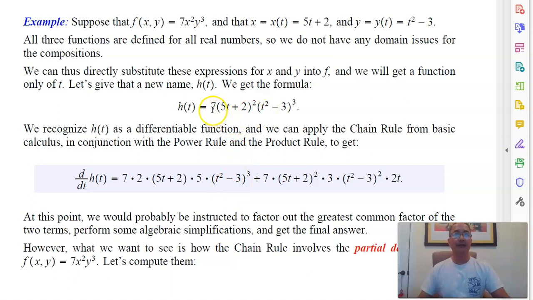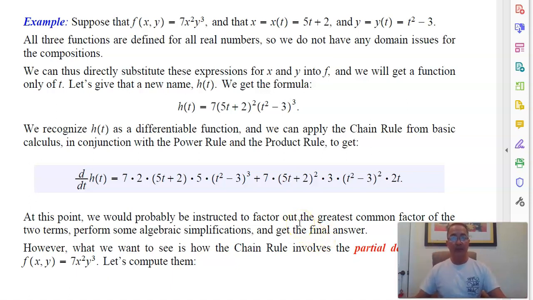Second term, you still have the 7. This time, don't do anything to 5t plus 2 squared. Leave it alone, but you have to write it down. Now take the derivative of the second factor. Okay, so drop down the 3, and then the t squared minus 3, the power becomes 2. Okay, and then the chain rule says you have to go inside and take the derivative of t squared minus 3. You have times 2t.